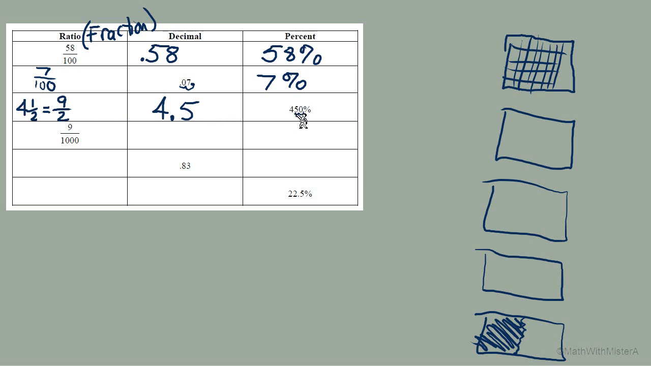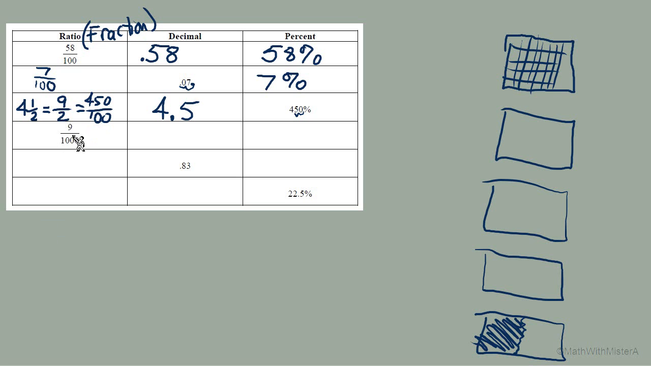You could go back to your percent and say 450% is 450 over 100. Now, percent is always over 100. And here we could do some simplifying. Put this fraction to lowest terms, we would eventually get to 9 over 2. Lots of different options. Now we're starting with a ratio, 9 over 1,000.